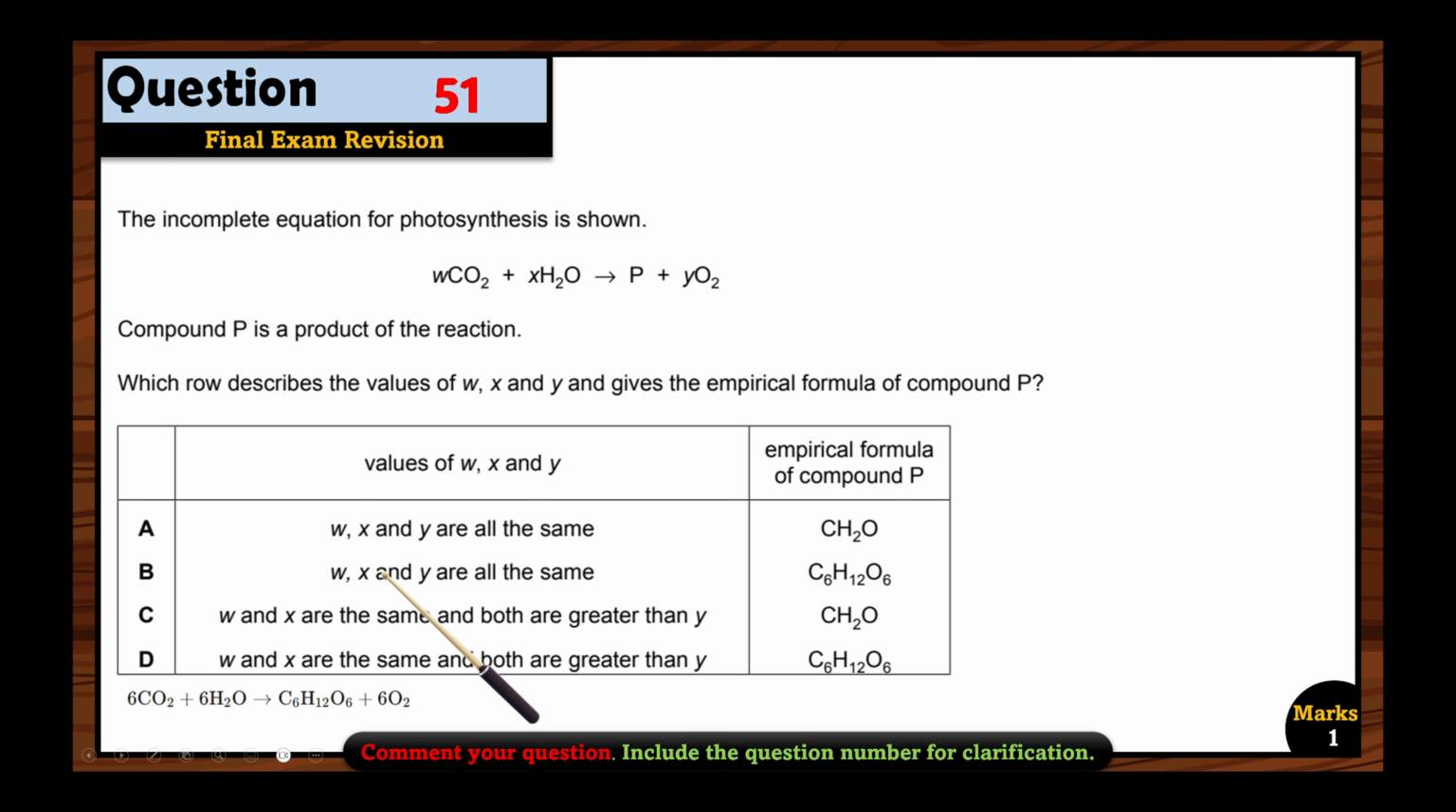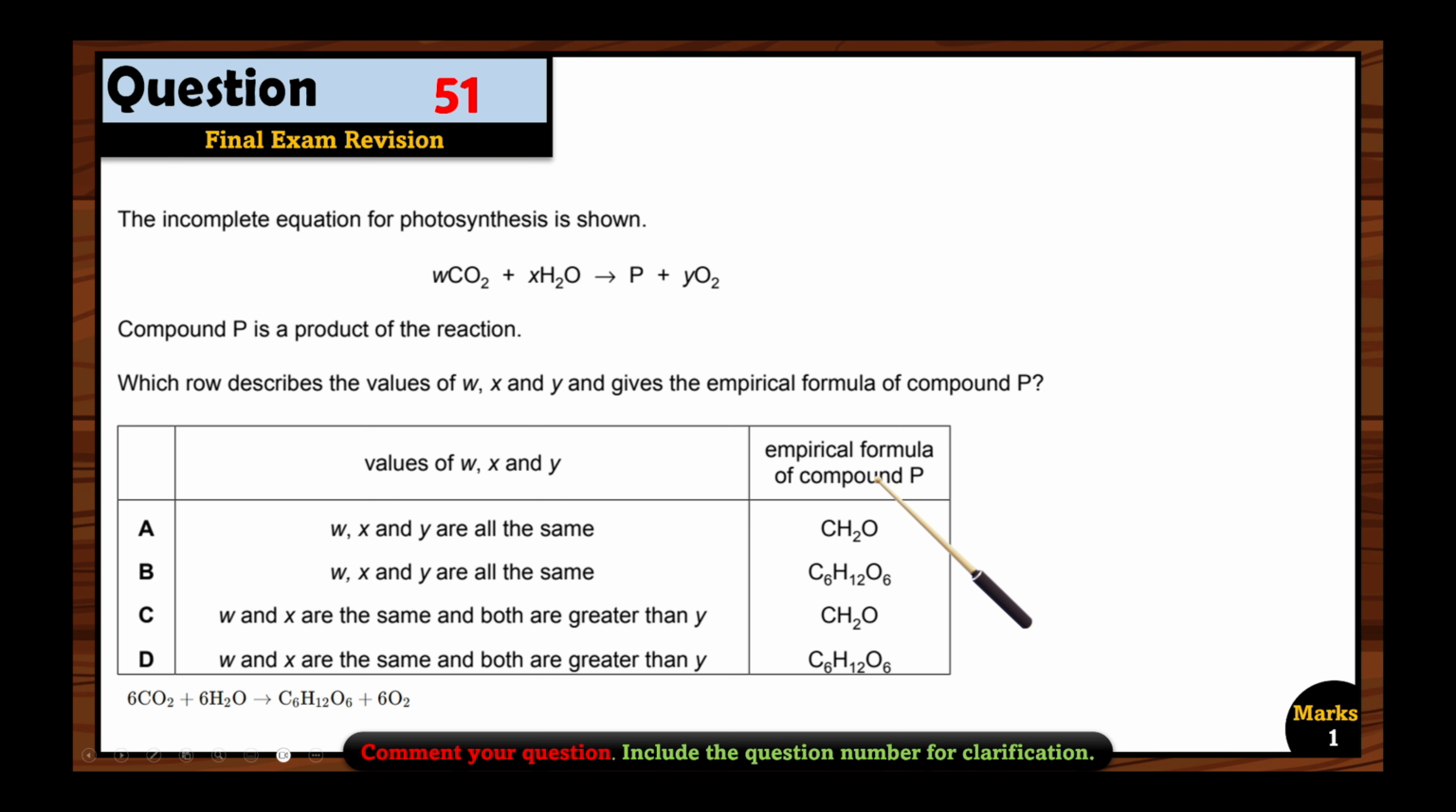So X, Y, and W are all the same. So it means option A or B is right. Now let's look towards the formula. Please read the question carefully. They ask you for the empirical formula. They did not ask you for the actual formula, right? Don't choose this option C6H12O6. They ask for the empirical formula.